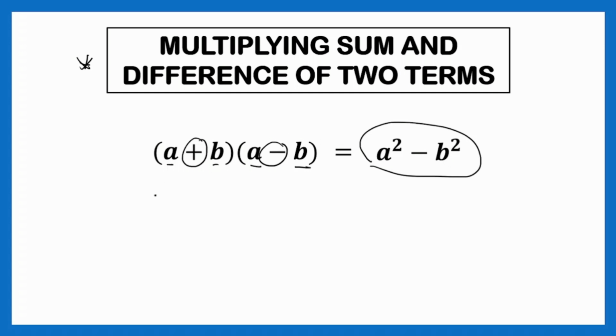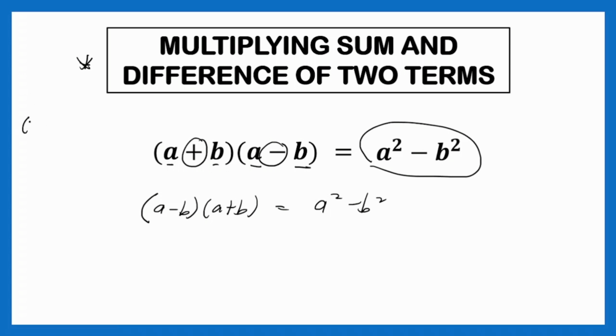Sir, paano po kung ganito? Paano kung nauna yung minus, tapos followed by plus? Pwede rin po bang gawin na ganyan yung sagot, A squared minus B squared? Yes. What's the reason behind that? Ang naka-times po kasi is commutative. Ibig sabihin, kahit pabaliktarin mo yan, the answer would be the same.